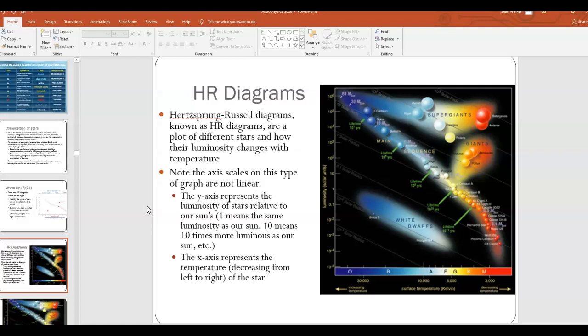And basically it's a way of plotting a bunch of stars in a way where we can start to see patterns. Okay, so typically on an HR diagram, on the x-axis, you have temperature. Now, be aware that this typically goes from the highest temperature on the left side to the lowest temperature on the right side. On the next slide, I'll show you a blown up picture of this so you can see. But over here we have like 30,000 Kelvin. Over here we have 3,000 Kelvin. On the y-axis, you have the luminosity of stars relative to our sun's. Now, it's very important that you understand what that means, relative to our sun's.